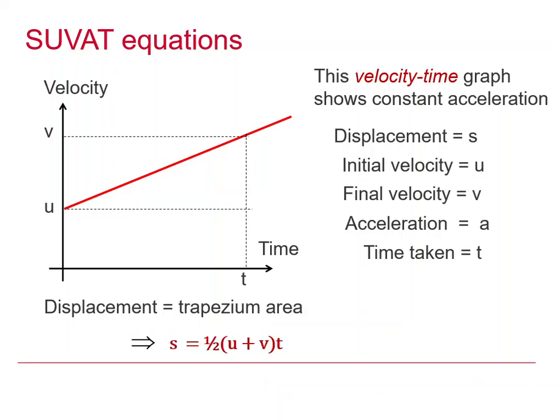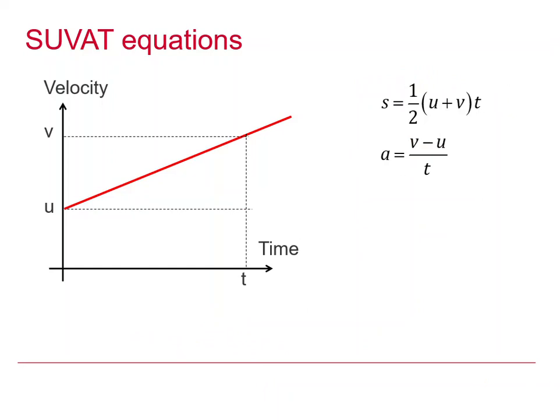is our first Suvat equation. Now for the second, I said a moment or two ago that the gradient was equal to a, which is v minus u over t. I also said that s is equal to half of u plus v times t. Now if you take those two equations together and eliminate t, then you get another equation. Now to eliminate t, we need to express from the second one that t, swapping t and a round, that is to say multiplying by t and dividing by a, we get t is v minus u over a.